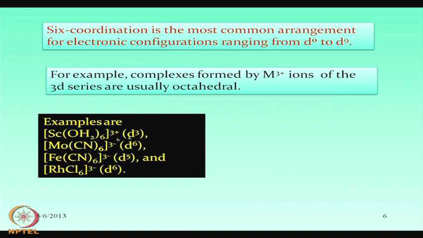For a d3 molecule we have the scandium hexaaqua complex, where 6 water molecules surround the scandium center in octahedral geometry. Similarly, these two are cyanometalates, where we have the chromium, which is a 3d6 system. Similarly, this is iron, which is also hexacyano, a d5 situation, and rhodium also, which is a d6 situation, where we have the 3 charge on the complex, and we get all as the corresponding octahedral geometry.